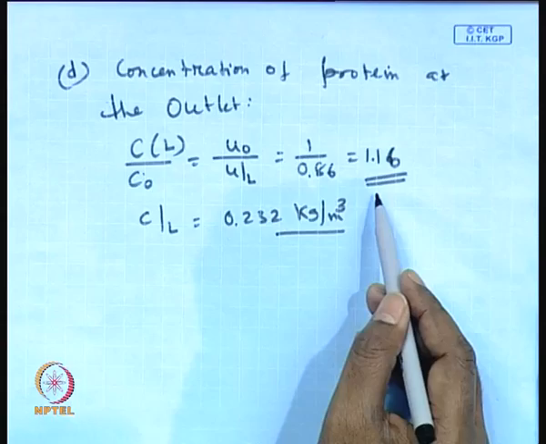So, I have just selected some typical numbers to give you a feel, an idea of how to do the calculations and, for some typical values, what the final results you are going to obtain will be. So, if you require that you would like to concentrate the protein by 2 folds, then you will put C at the outlet divided by C naught equal to 2, or 3 for 3 folds concentration. Then according to that you can design your modules, you can select your design parameters or the operating conditions.